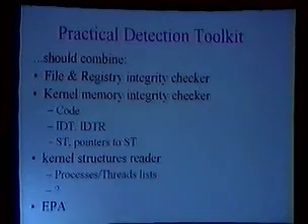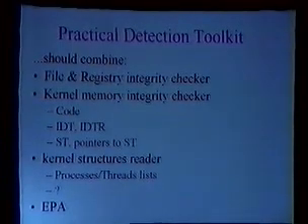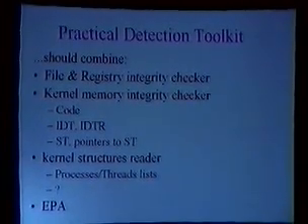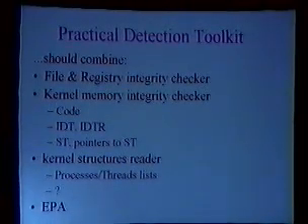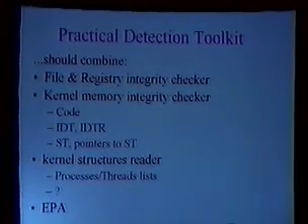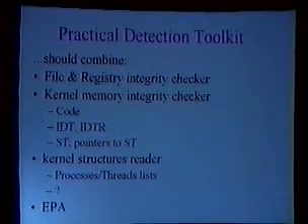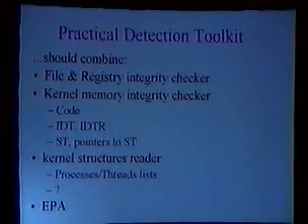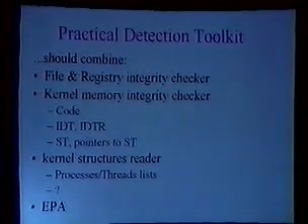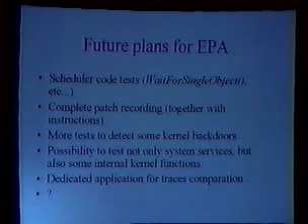So, to summarize this, practical detection of rootkits should combine, of course, file and registry checking like Tripwire, kernel memory checking like code checking, IDT, service table, something to show internal kernel structures like Callister, as you saw, to detect rootkits which change only some data, and execution path analysis. So, some future plans for Pathfinder.